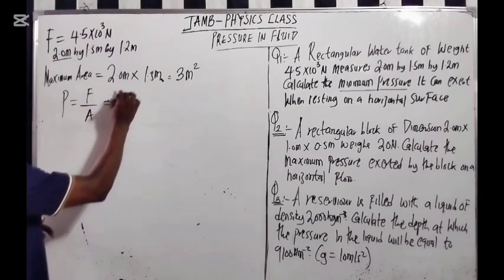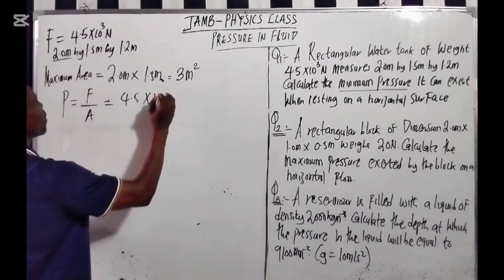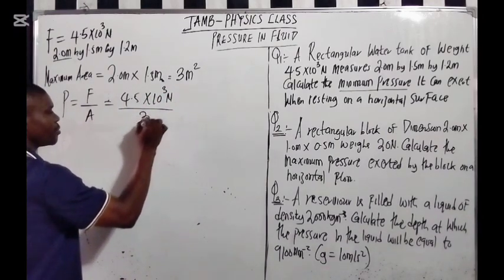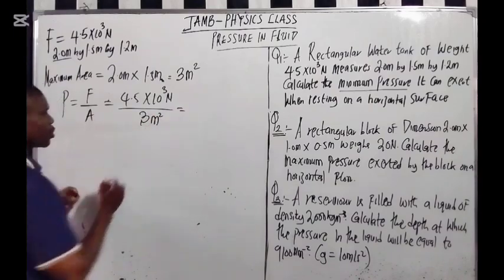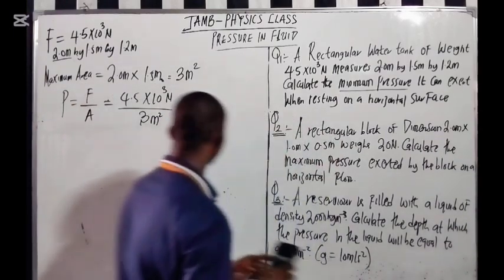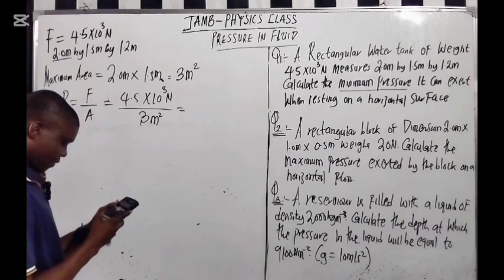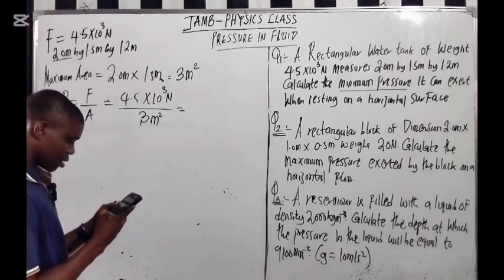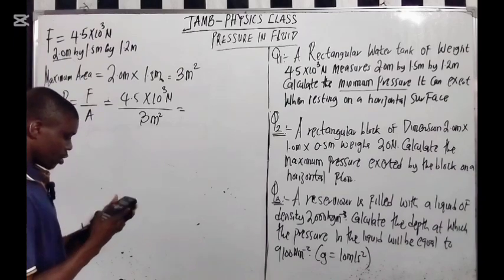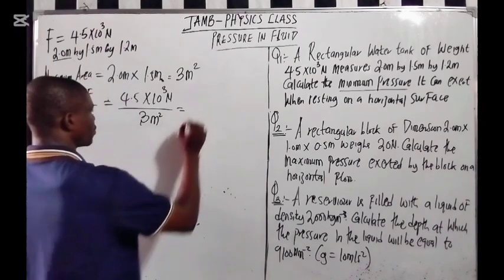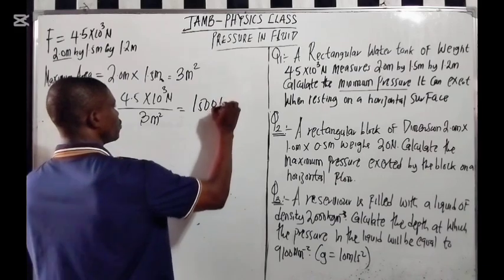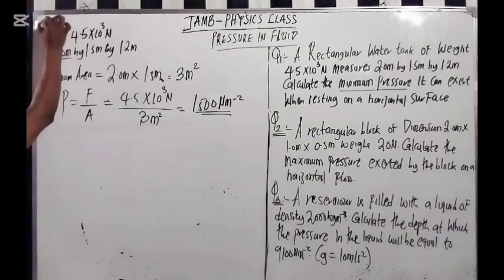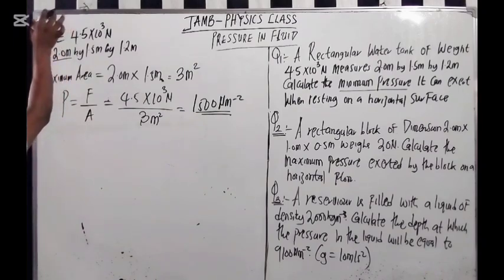So that is my pressure, which equals force over area, right? Now what's my force? 4.5 times 10 to the 3 Newton over my area, which is 3 meter square. Can you see that? So you have 4.5 times 10 to the 3 divided by 3. Then we have 1,500 Newton per meter square. So this was my question one.